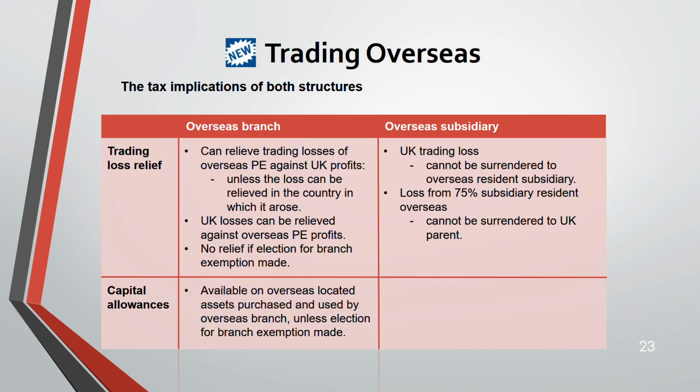Next, capital allowances. For an overseas branch, it is available on your overseas assets also. Assets that are located overseas, capital allowance is available for those also. Unless you make the exemption election, then no capital allowance. Overseas subsidiary, not available. You will not get capital allowance for an overseas subsidiary.